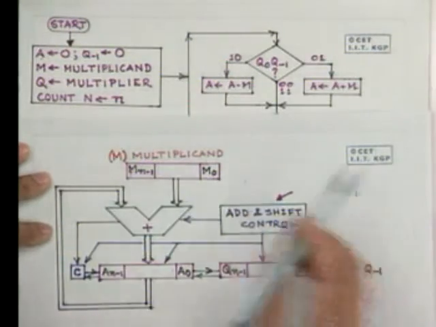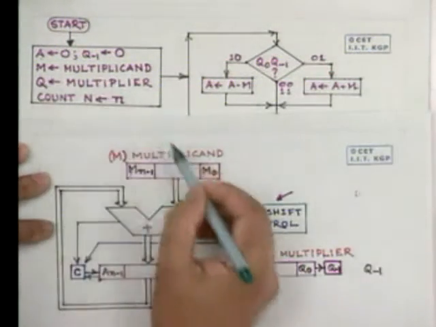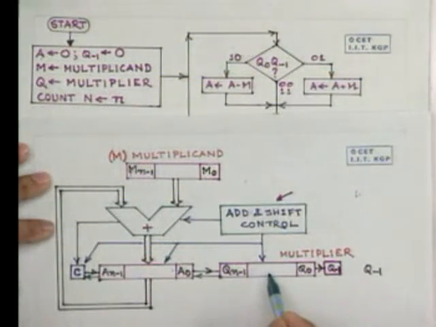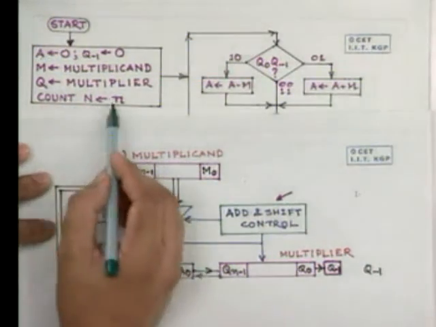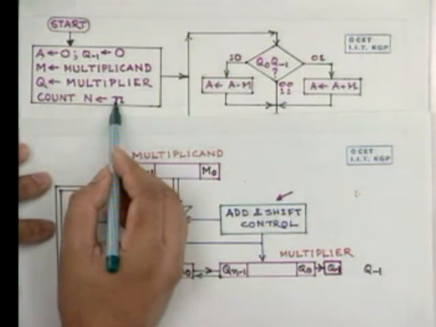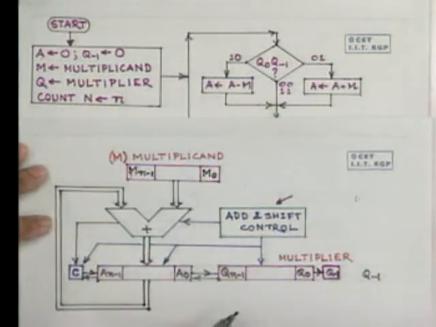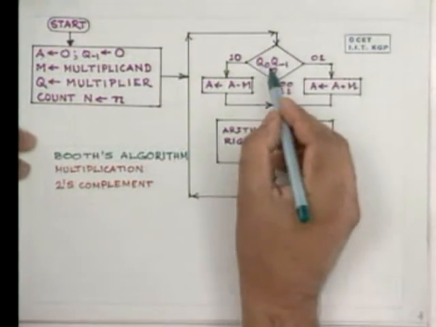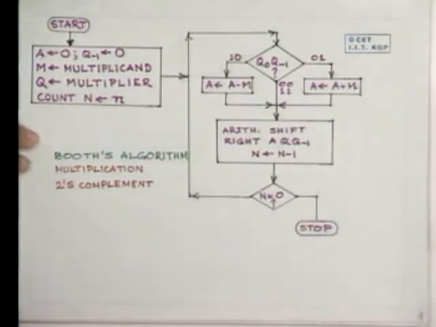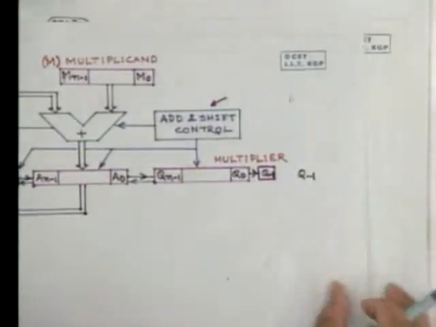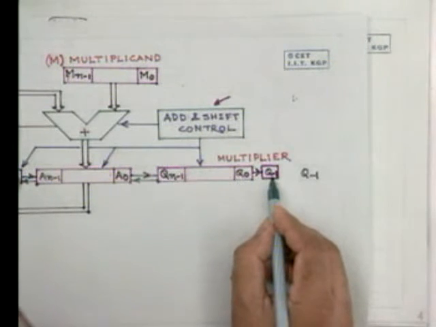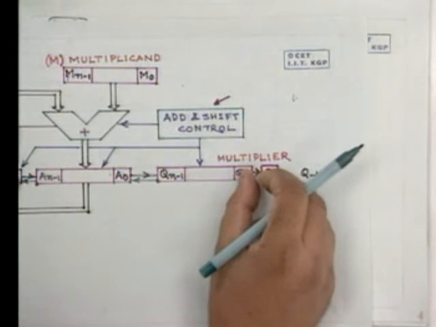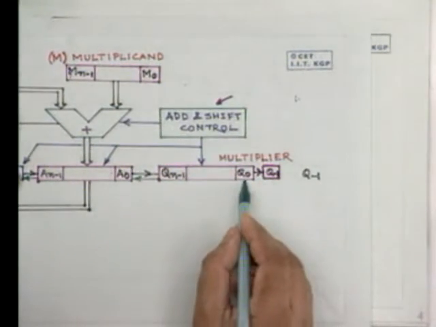Then the multiplicand is put into the M register. The multiplier once more is put into the Q register, and the count is set to N, that means the size of the number. Now, what is done is that Q0 and Q minus 1, these 2 bits, that means this bit and this bit, which is initialized to 0, are tested simultaneously. Both the bits. In the previous case, we were testing only this bit.